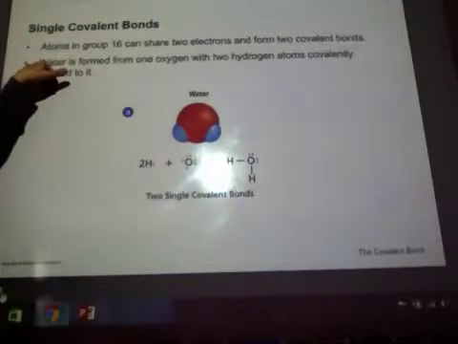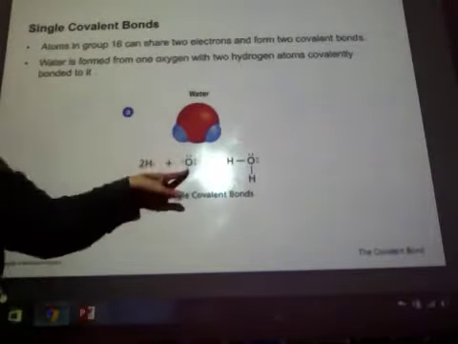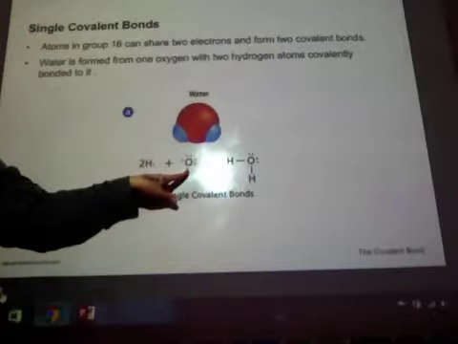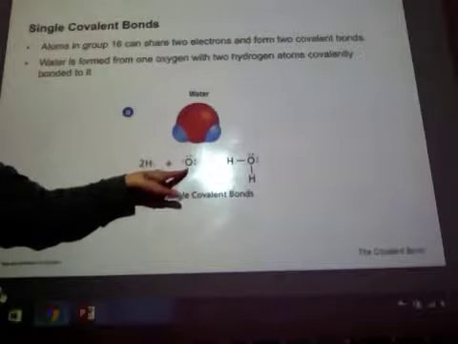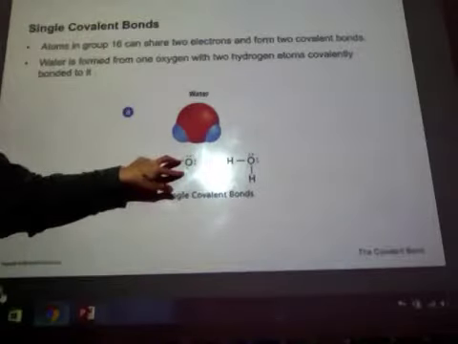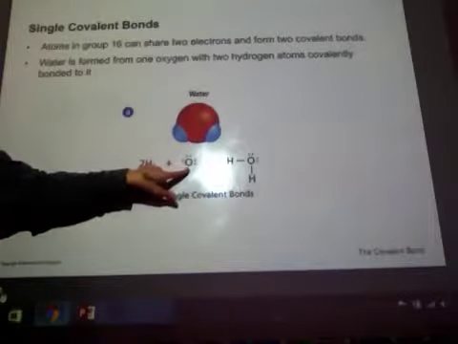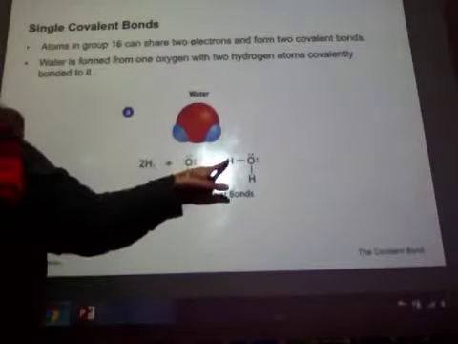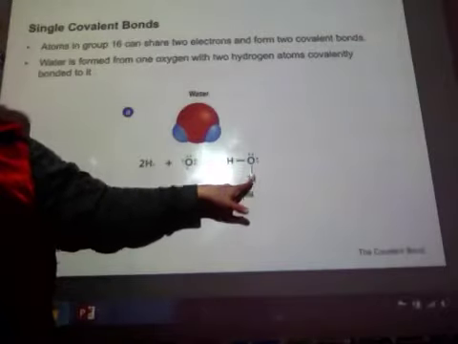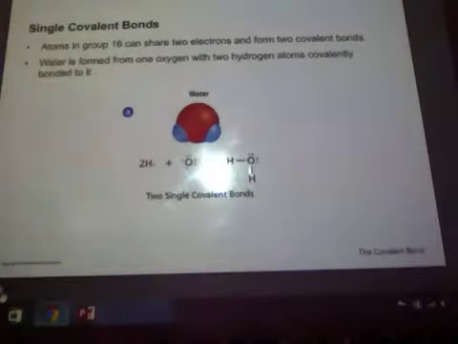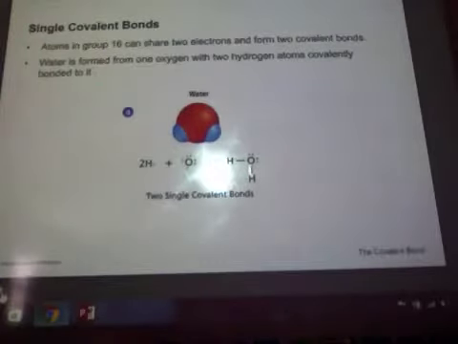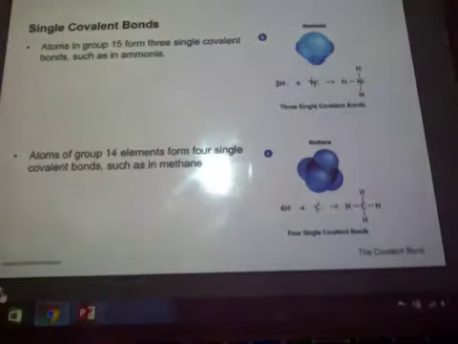Very important for water. So water has an oxygen atom in it, which is in group 16. 2, 4, 6 valence electrons. 2 of them are not paired up already. So there's a spot here and a spot here. So a hydrogen can bond here and a hydrogen can bond there. And that's how water is formed. Water is covalent. Water is a molecule.